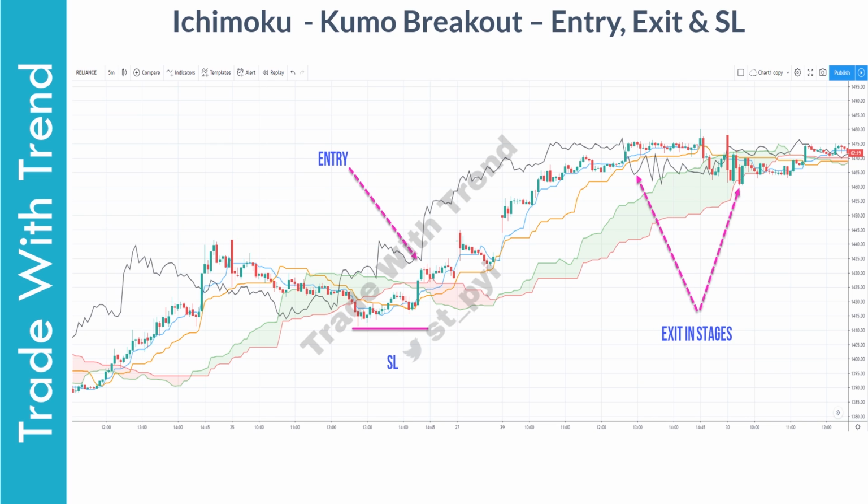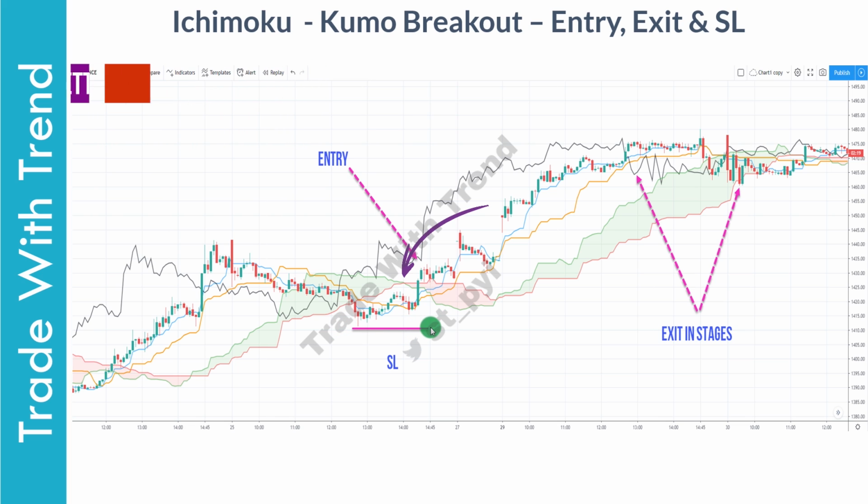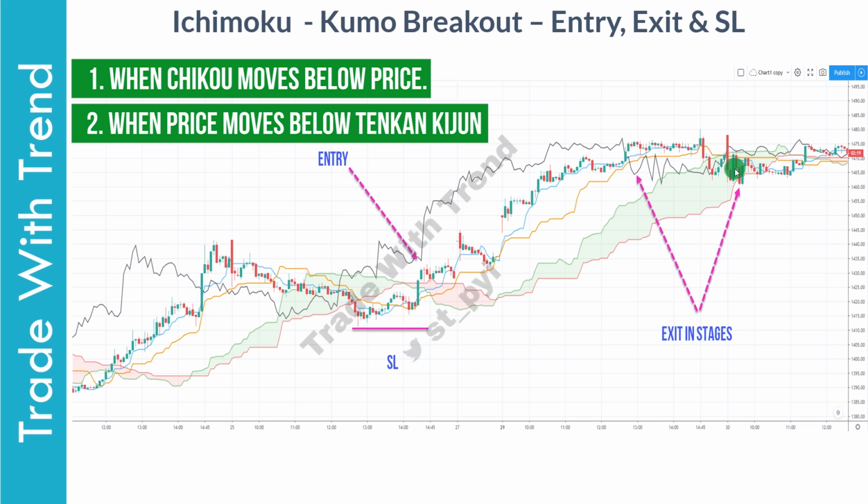Now in such trades, I will prefer keeping stop loss at the lowest point before the Kumo twist happened. So in this case, Kumo twist actually happened at this particular point. So the lowest low point is marked here, and therefore this becomes my stop loss for the trade. As far as exit is concerned, I would do so in 2 stages. The first exit I would take when Chikou moves below price, and the second exit I would do when price clearly moves below Tenkan and Kijun.